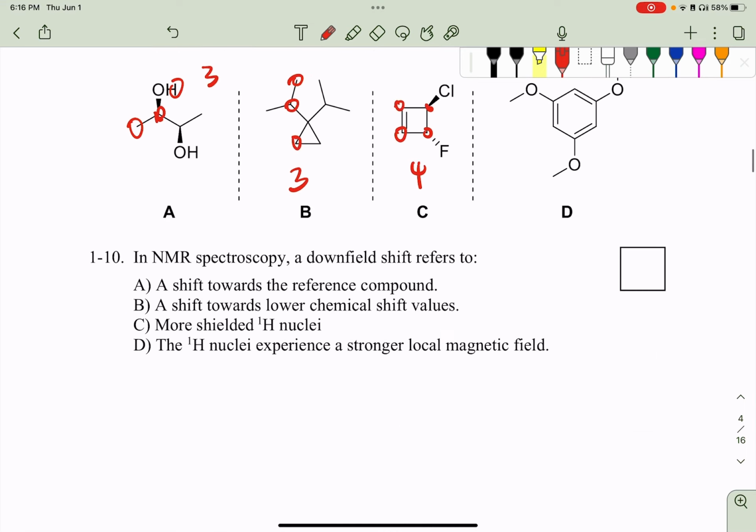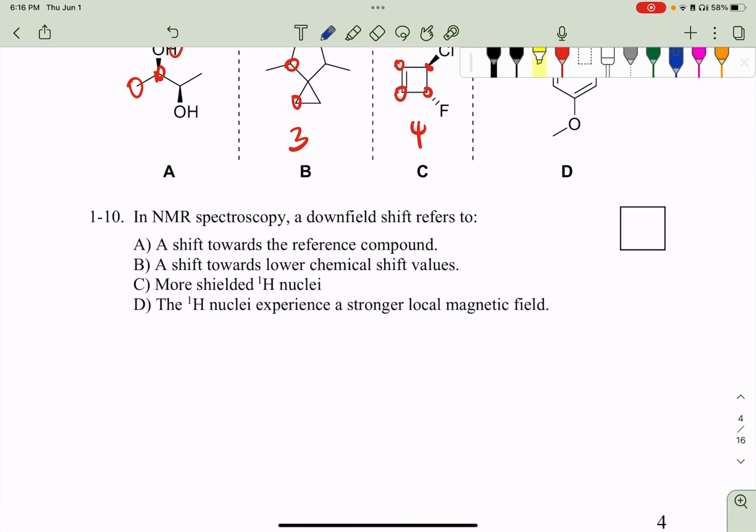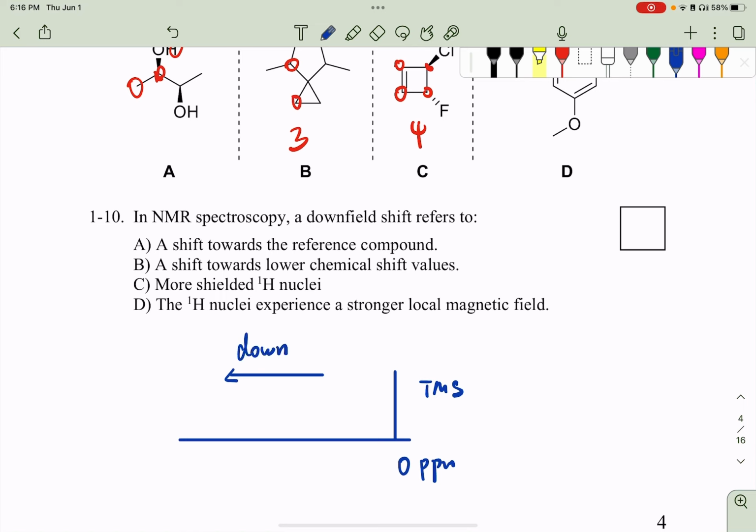Okay. Now 1.10. In NMR spectroscopy, what does a downfield shift refer to? So now let's think about what is downfield shift. Let's see if we do not remember. So this one is 0 ppm, or where your TMS is. That's your internal reference. So downfield means we're going down. Right, so we're going away from the reference compound.